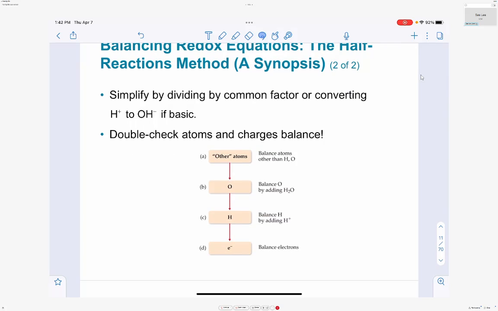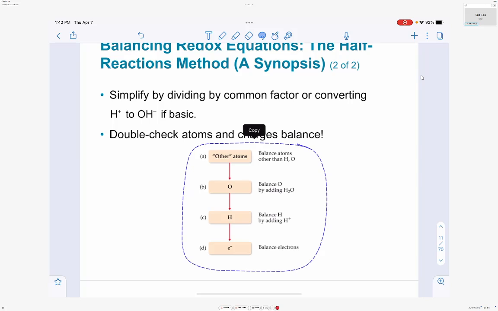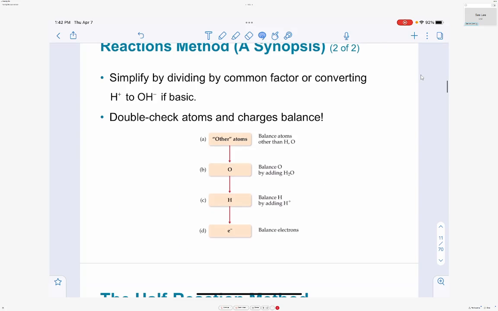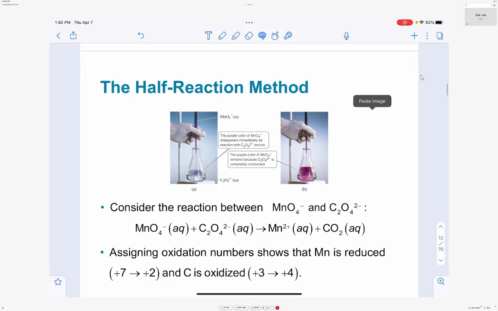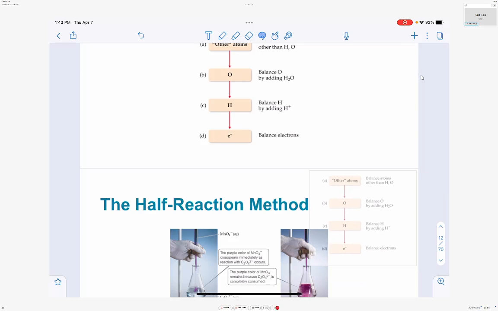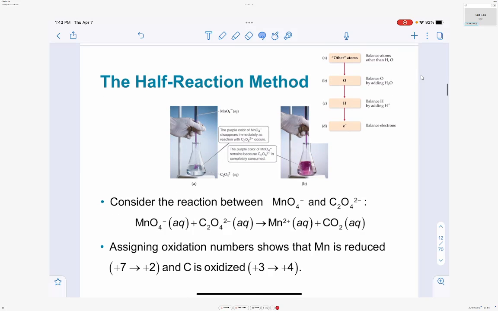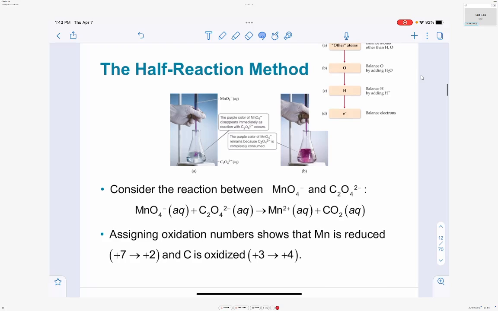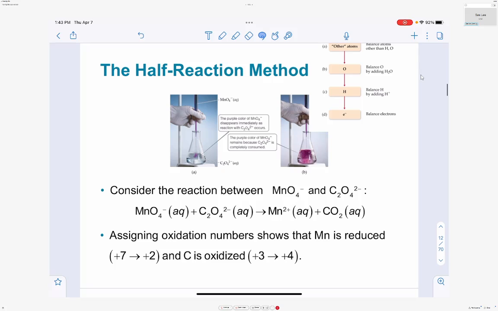Again, this is a summary of the rule. We're going to keep this chart throughout the balancing redox reaction process. So let's try to balance this redox reaction using the method that we just learned. This is a reaction between permanganate and oxalate, C2O4.